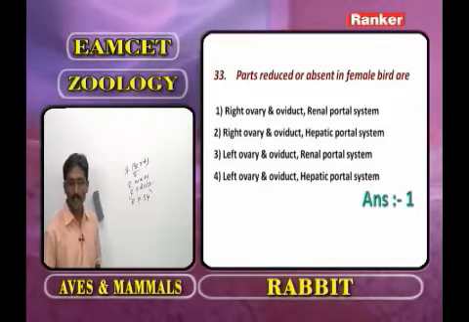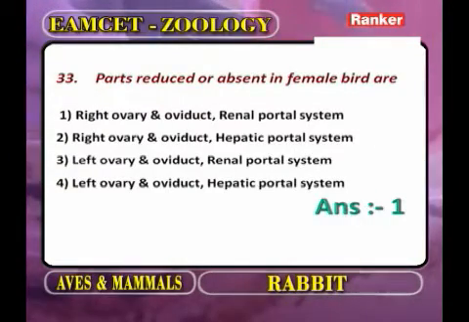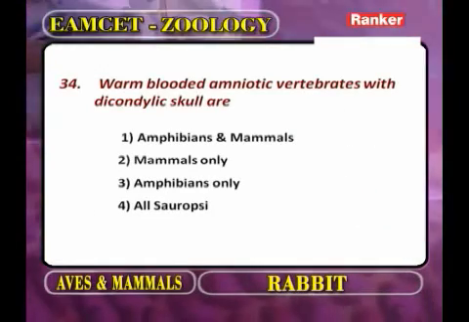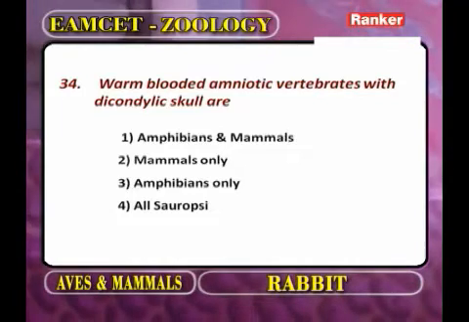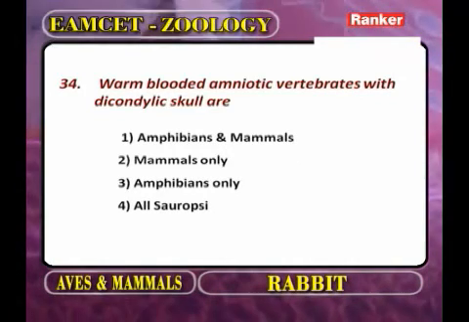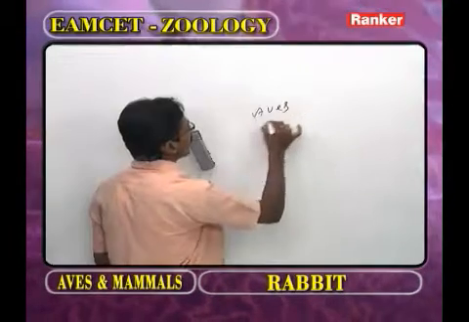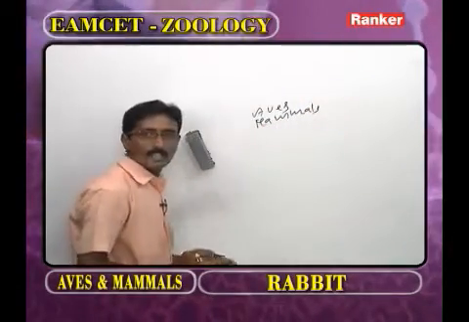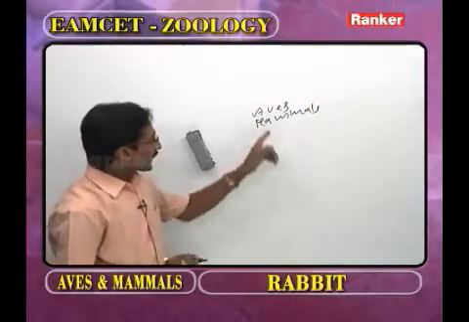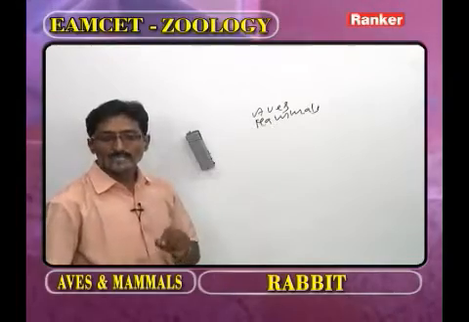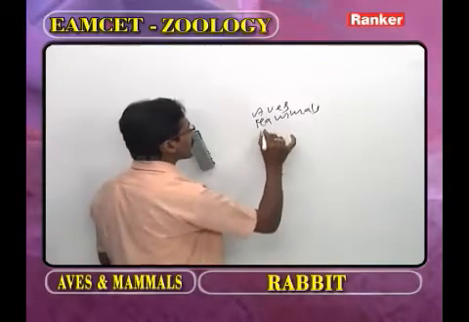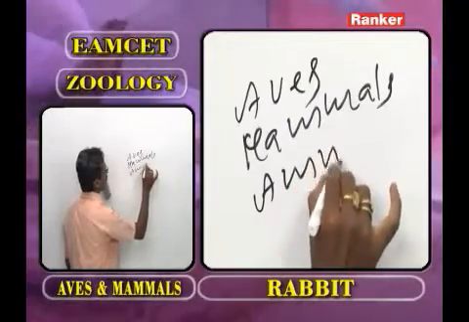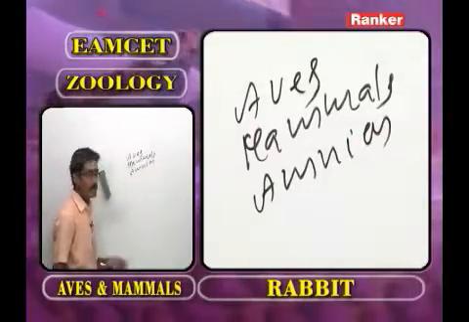Warm-blooded. Now, what are the warm-blooded animals? One example is aves, and the second example is the mammals. These are warm-blooded, and these are amniotes. That means, in their development, what is present? Amnion. So, they are called amniotes, and all these are vertebrates with dicondylic skull.